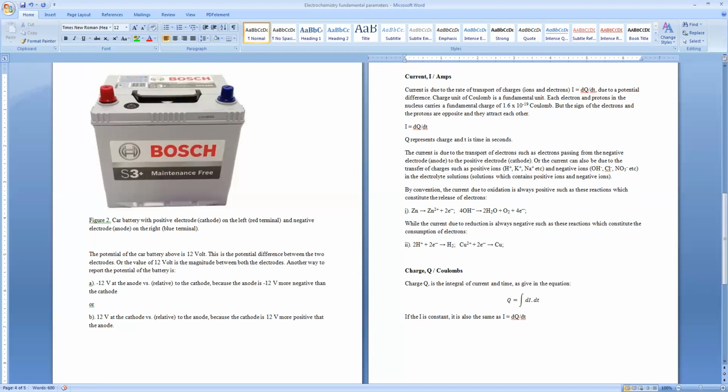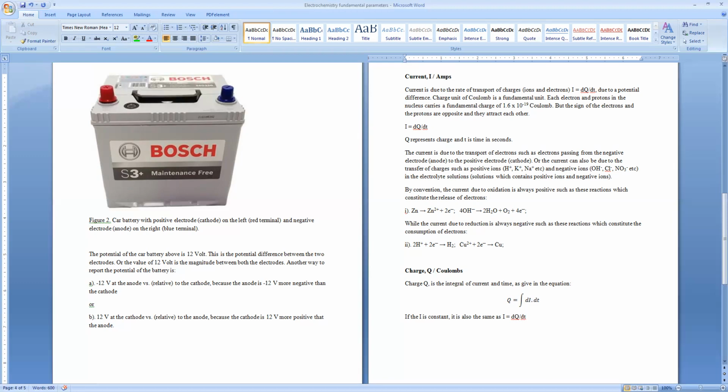The current can be negative if it is a reduction reaction. The current can be positive if it is an oxidation reaction. Okay, charge and Coulomb. Going on, charge is basically the integral of current with time, because from the equation, I equals dq by dt.